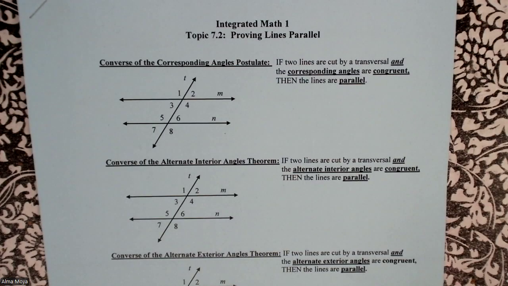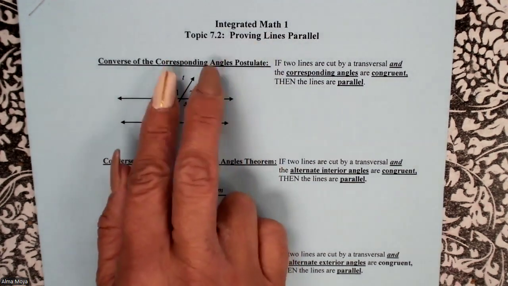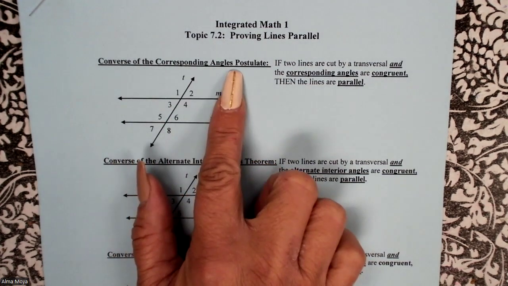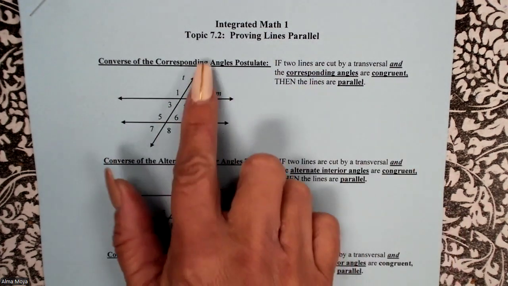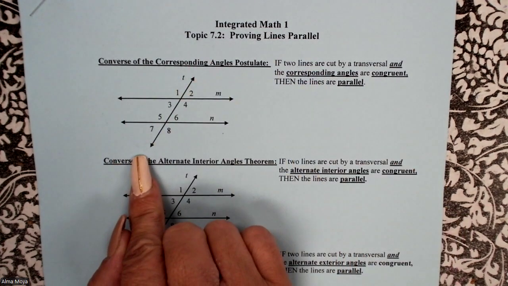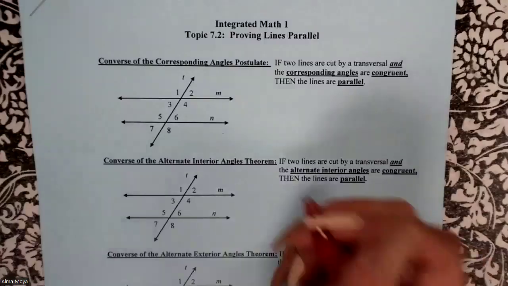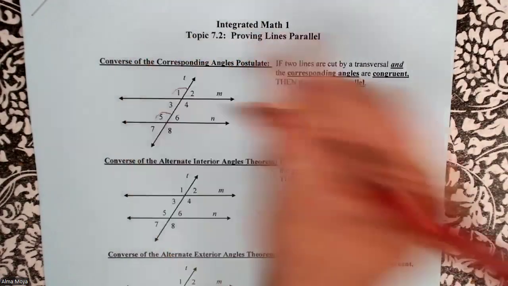Today's notes are on 7.2, proving lines are parallel. So in 7.1, we learned about corresponding angles. Now, this is the converse of the corresponding angles postulate. If two lines, so here's our two lines, are cut by a transversal and the corresponding angles are congruent, then the lines are parallel. So remember that corresponding angles are like same side, same position.